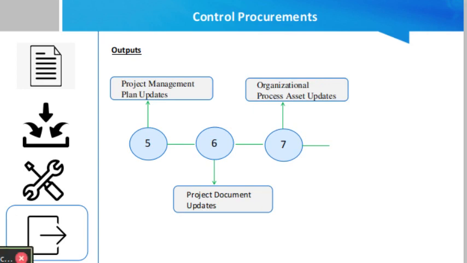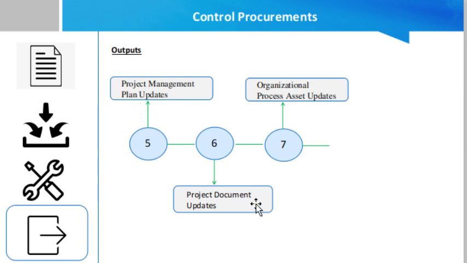Then another output is the project management plan updates. Project management plan updates means that it will include, for example, the procurement management plan, the requirement management plan, the risk management plan, etc. Always remember that whenever we talk about the project management plan, we are basically talking about a collection or group of documents, a group of plans. So all these types of documents will be updated here.